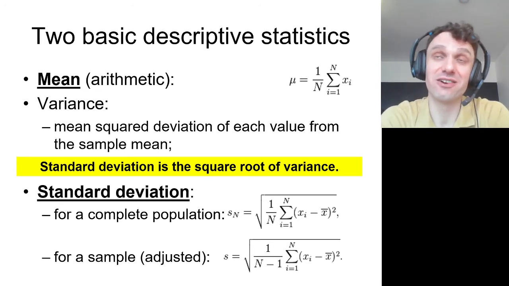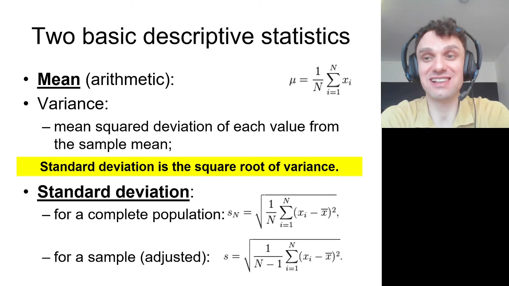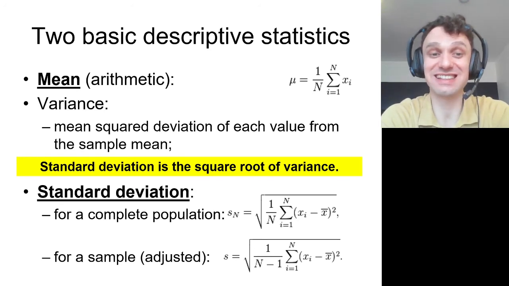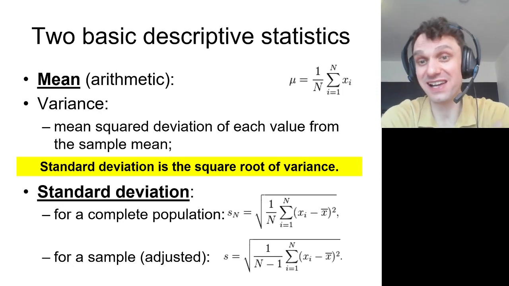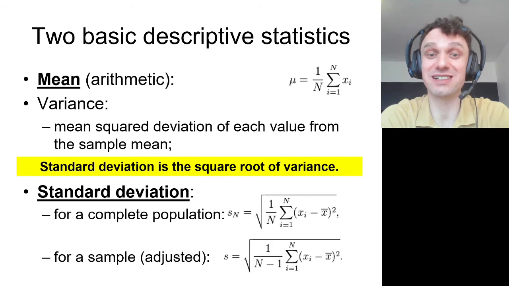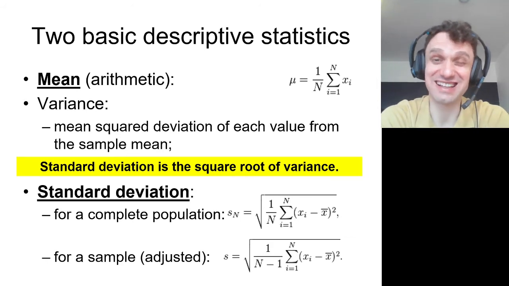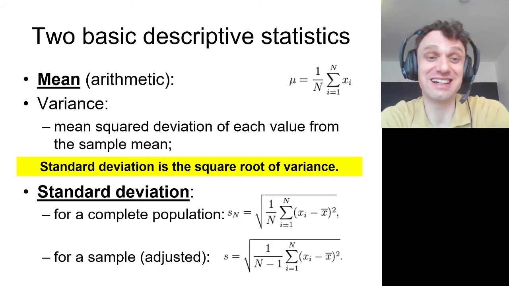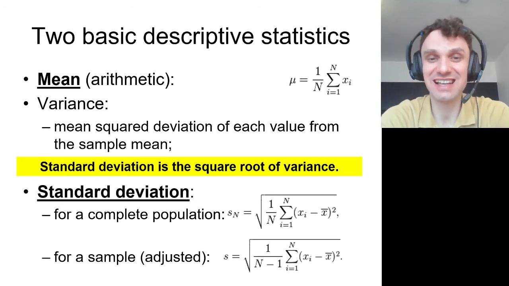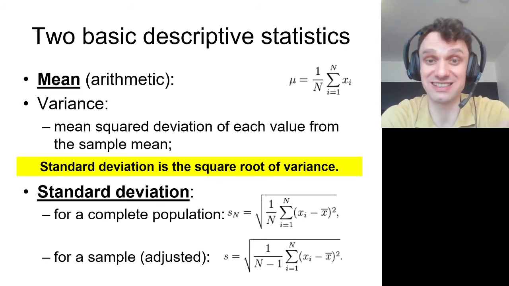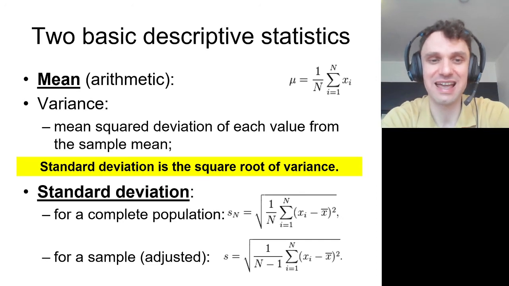Variance is a very commonly used statistic, but unfortunately it's not very convenient because it is a squared difference. So the variance of your height will not be measured in centimeters, but in square centimeters, which is actually quite weird. So this is why we usually use standard deviation, which is the square root of the variance, and it is expressed in the same units as our original data were expressed.